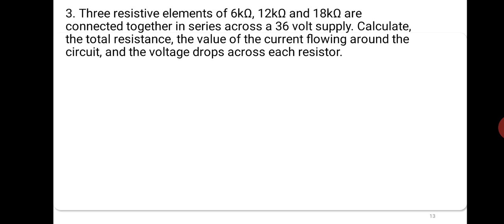Question number 3. Three resistive elements of 6 kilo ohms, 12 kilo ohms and 18 kilo ohms are connected together in series across a 36 volt supply. Calculate the total resistance, the value of the current flowing around the circuit and the voltage drops across each resistor.